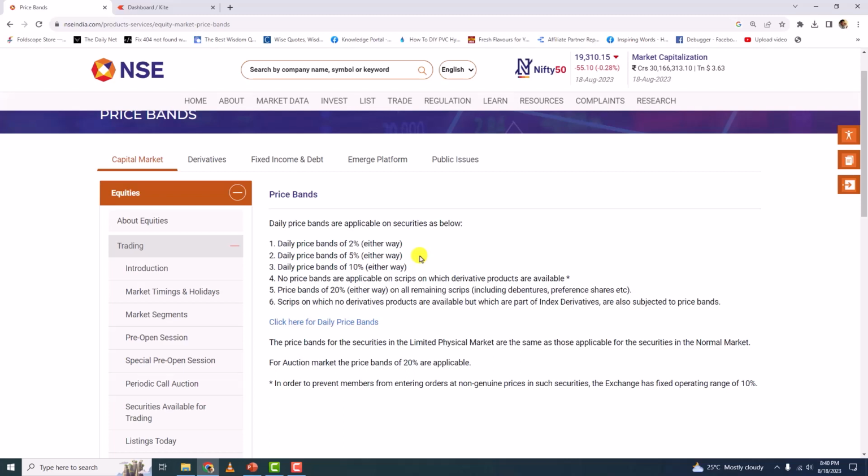Apart from that, the rest of the things are the same. The scrips which have no derivative products available on the stock market have these price bands, or circuit limits. Yeah. So that was what I wanted to tell. I hope it is clear.